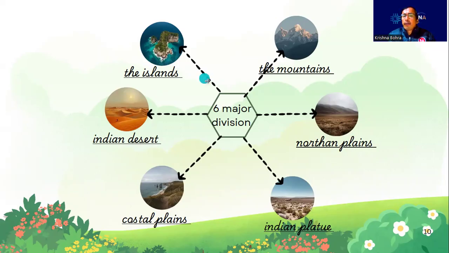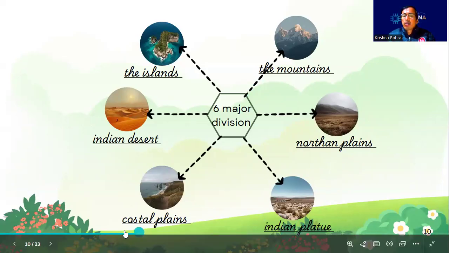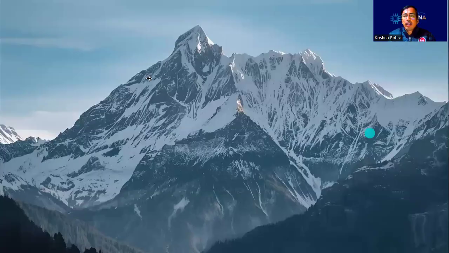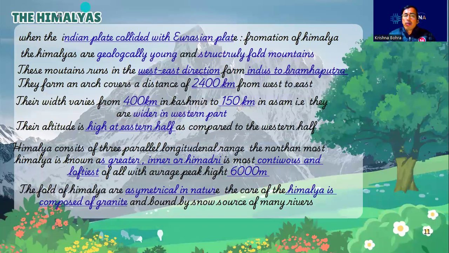If we divide India's physical divisions, it could be into 6 broad divisions. They would be the mountains, the northern plains, the Indian plateau, the coastal plain, the Indian desert, and then the islands. Now let's look at each of them in a little detail. First, talking about the Himalaya.